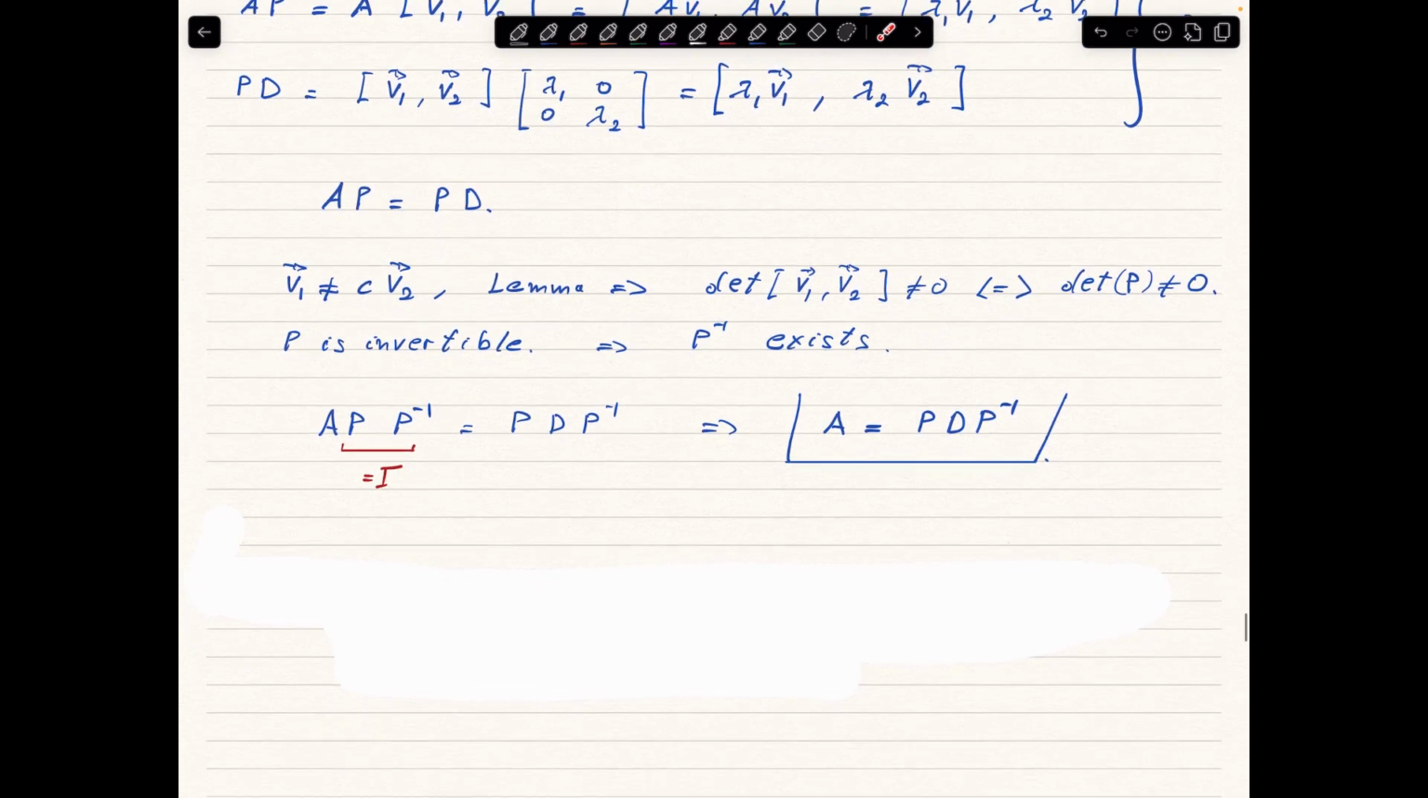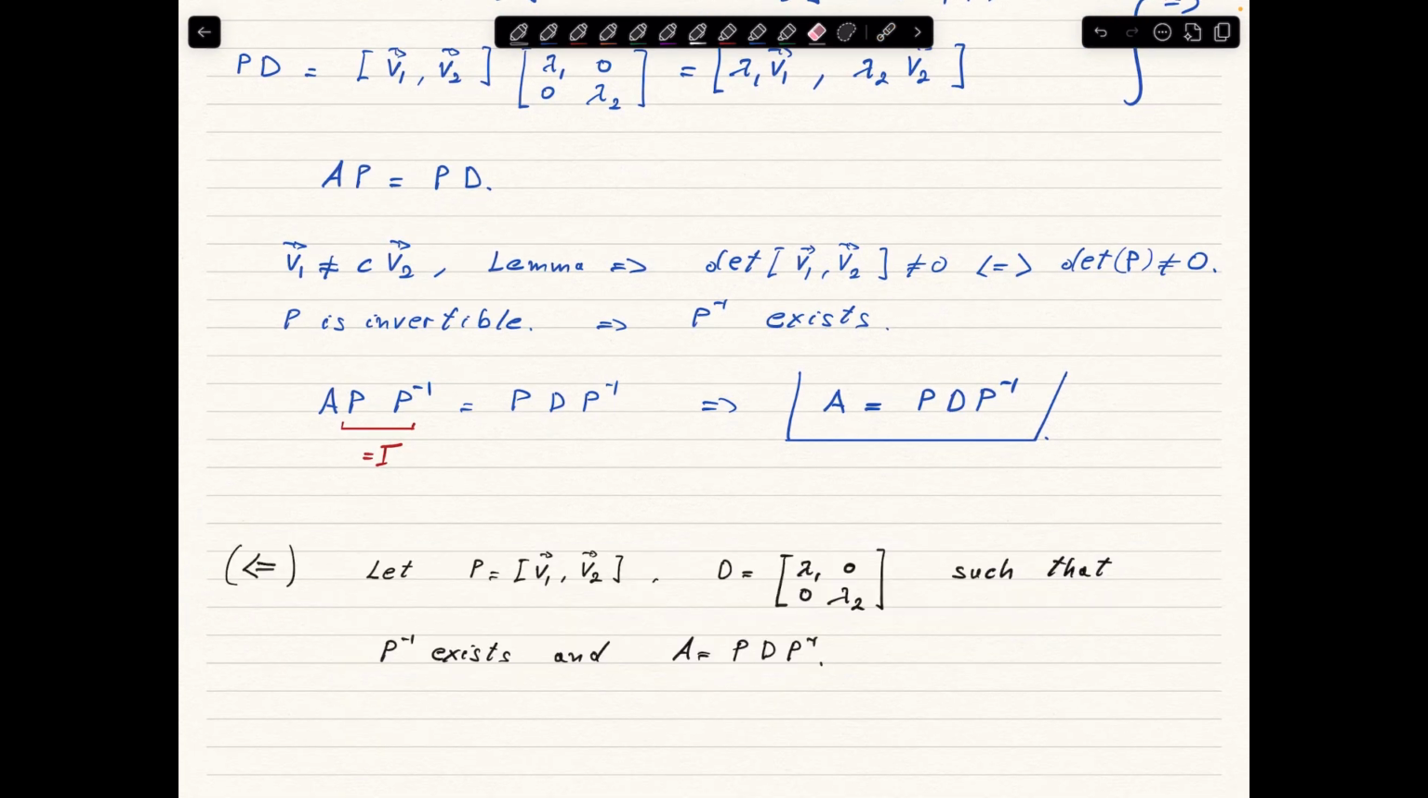What about the proof in the other direction? Well, in the other direction, our hypotheses are that we have a matrix P given by these two columns, we have a diagonal matrix D given by these two components, and we know that P inverse exists, and that matrix A is given in this form. So now we need to show that this is an eigenvector and this is an eigenvalue of matrix A, and that these two eigenvectors are not proportional to each other. That's what we need to do.